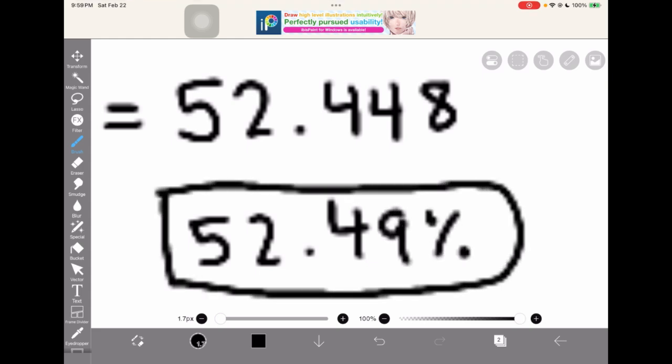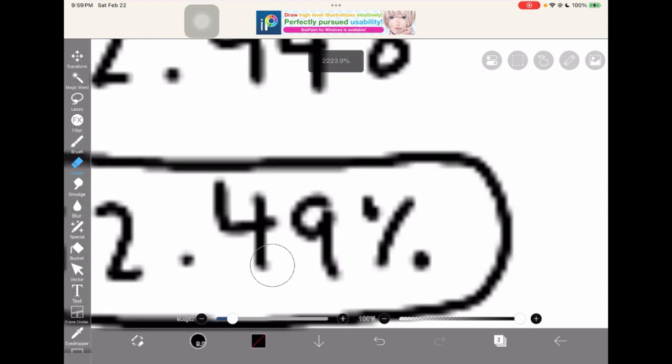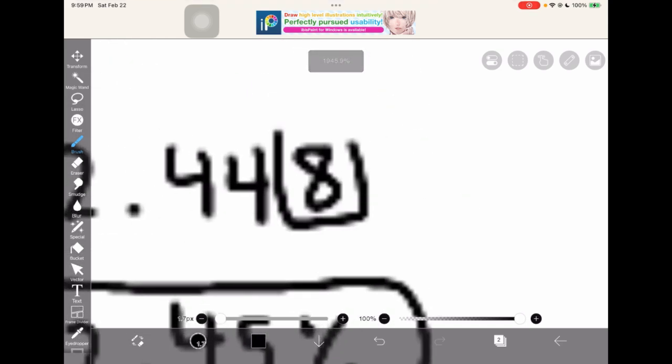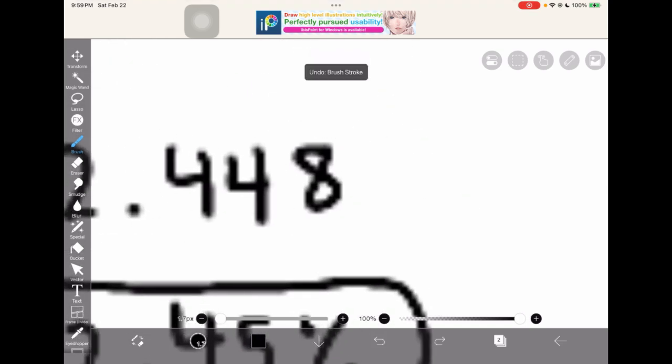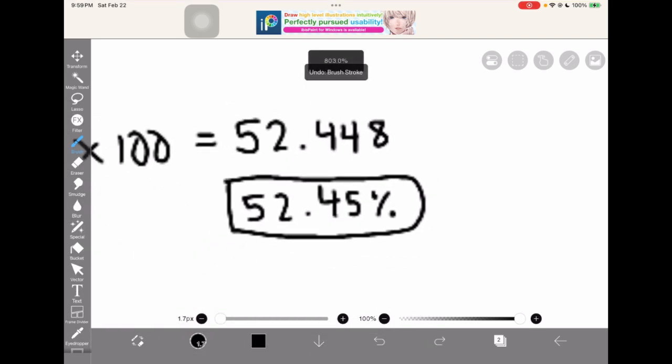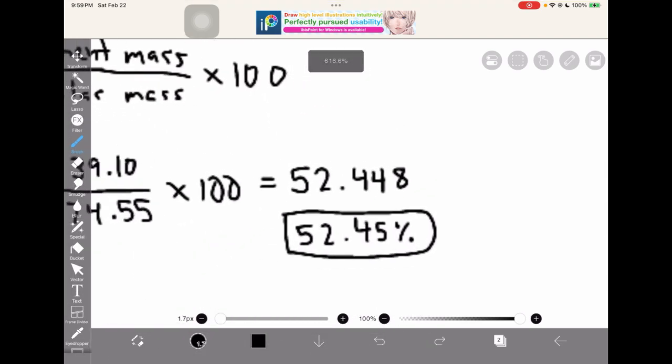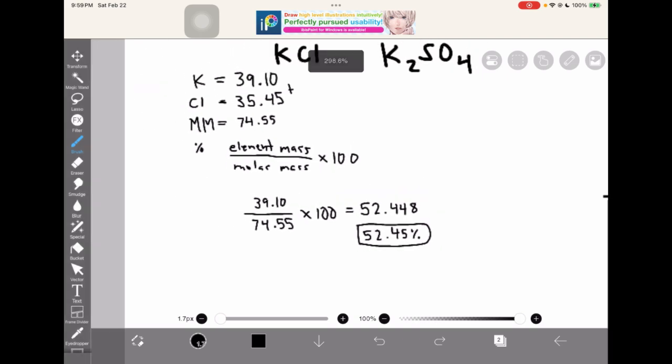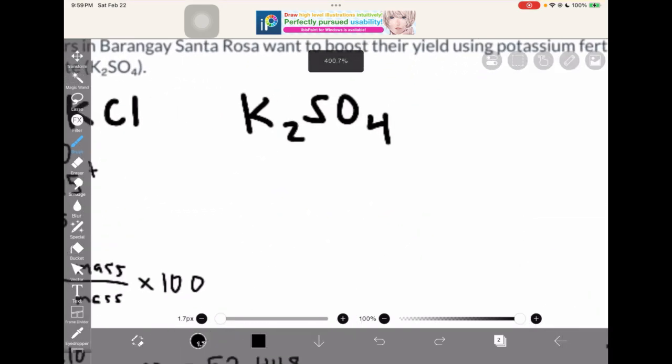Not 449, sorry about that, guys. Let's just make sure. I'm going to check the notes I had. Sorry, yeah. It's 45. I'm so sorry. It's 45, because of the 48. So therefore, we just have to round this to 45. I'm so sorry about that. Anyway, we have 52.45%. So let's move on to the next one.